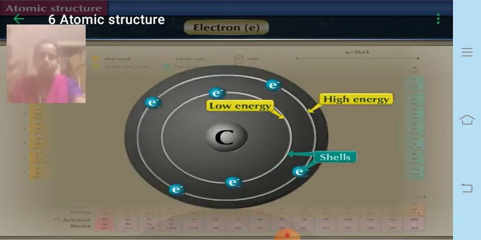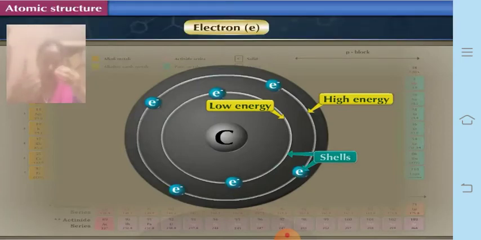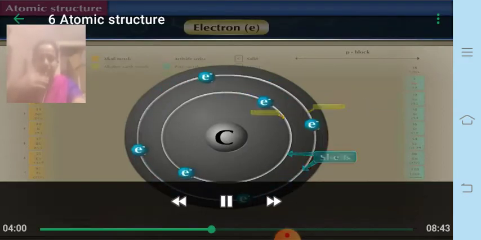Last time I talked in detail about the energy of the electron. The energy of the electrons revolving in the orbit close to the nucleus is low, whereas the electrons revolving in the outermost orbit have higher energy. So the energy of the shells depends upon whether it is near the nucleus or away from the nucleus. When it is near the nucleus, it has a lower energy, whereas when it is away from the nucleus, it has a higher energy. This I talked about last time in detail.